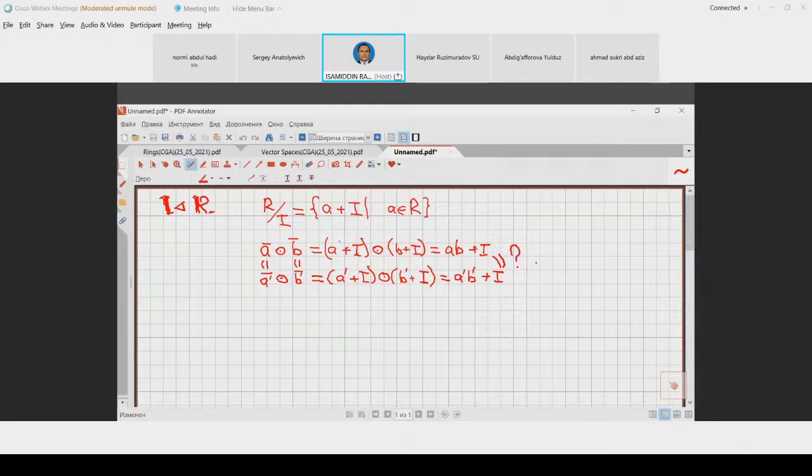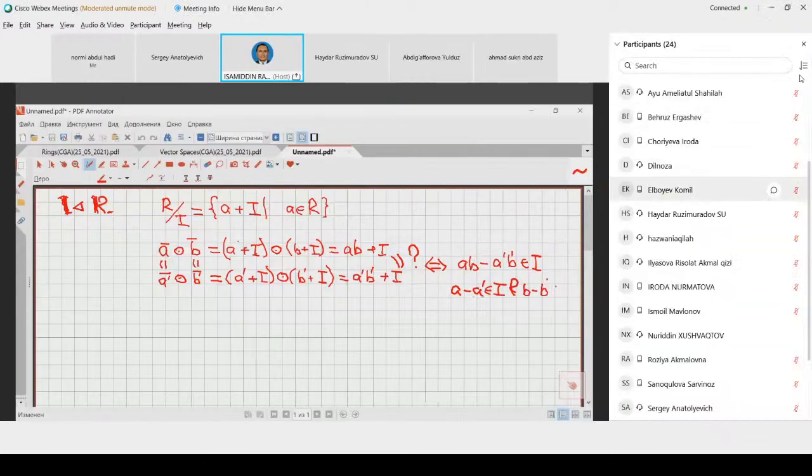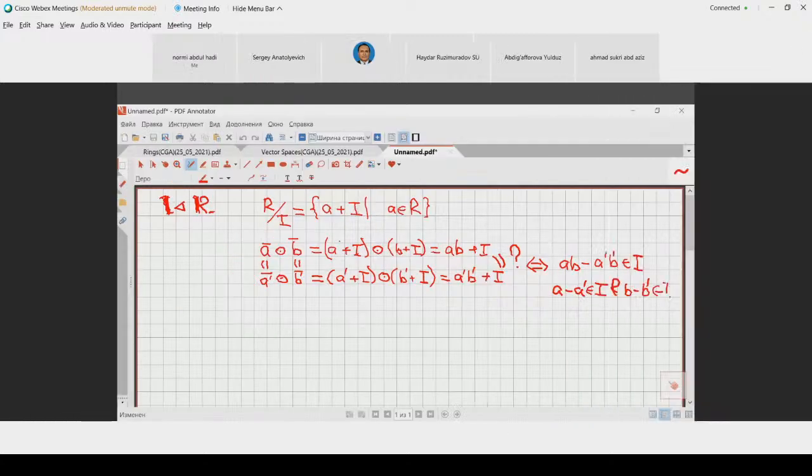What does it mean? This is equivalent to saying that the difference ab minus a prime b prime is an element of I, provided that a minus a prime is in I, and b minus b prime is also in I. So that gives us well-definedness. How to prove it?